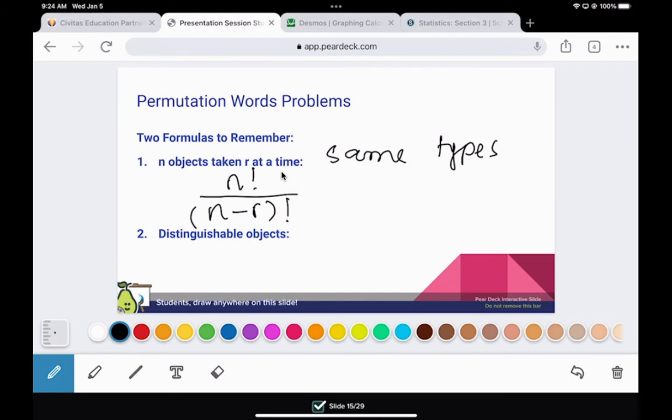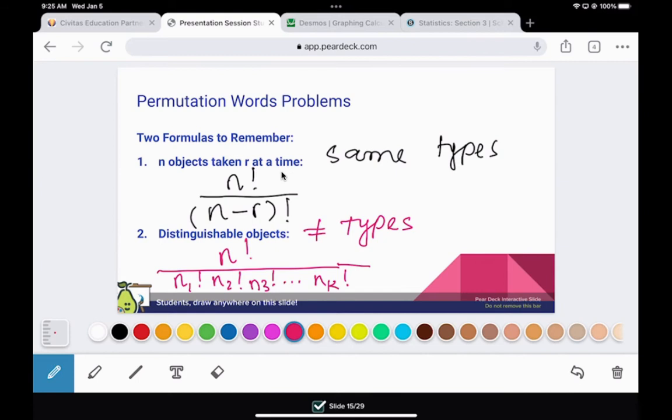The second permutation is the distinguishable object. This is when you have different types. The example that we've been working on is the letters. Let's say in a word, we have different letters in it. So we have to figure out how many types there are. And this is the one where you have n factorial over n1 factorial, n2 factorial. You keep multiplying the factorials for each of them all the way until the very last one. So there are 2 cases for you to remember for permutation.